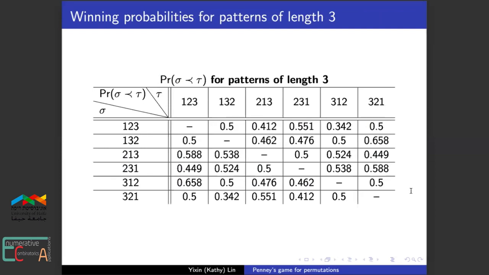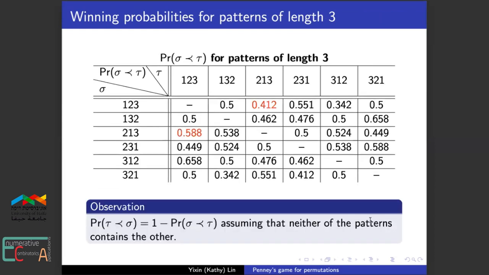Using this formula, we're able to generate a table for patterns of length 3. So this number here represents that with probability 0.412, we see 1, 2, 3 before 2, 1, 3. And observe that since either sigma or tau will win, we don't need to worry about the lower left corner of this table because it's simply 1 minus the corresponding corner.